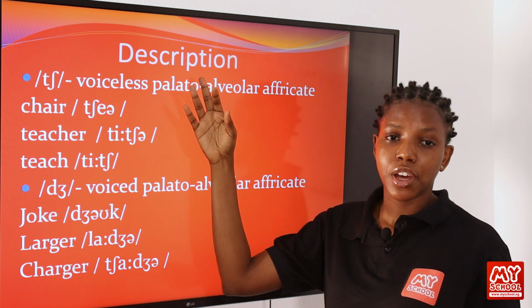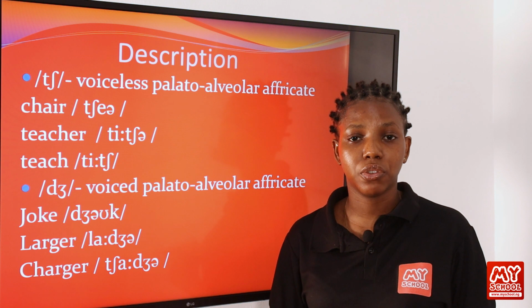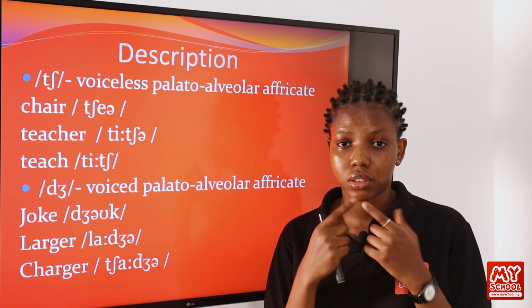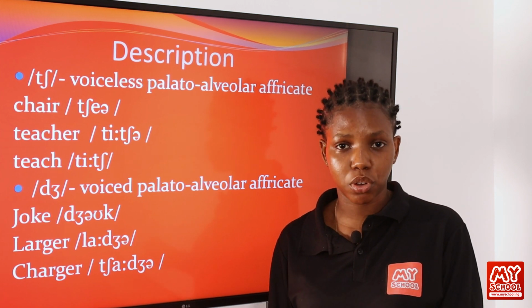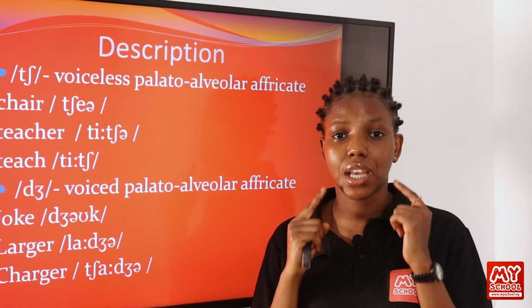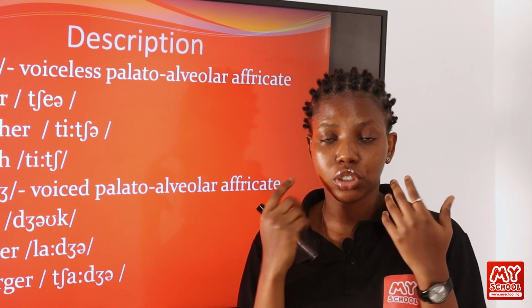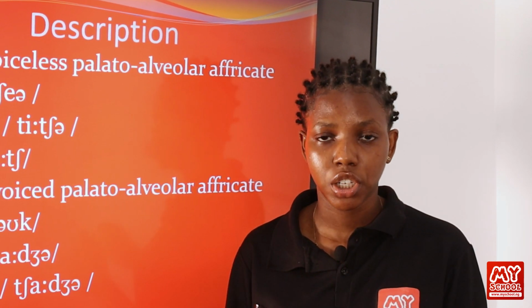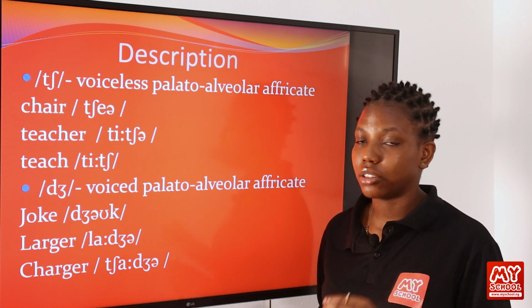And then we have the place of articulation, which is palato-alveolar, and we said palato-alveolar involves the front part of the tongue. Do not forget that the front part of the tongue is not the same as the tip of the tongue. Okay, so the front part of the tongue touches the hard palate, and then the side or the blade of the tongue touches the alveolar ridge, which is also called the teeth ridge. Okay, so it produces a voiceless palato-alveolar sound.